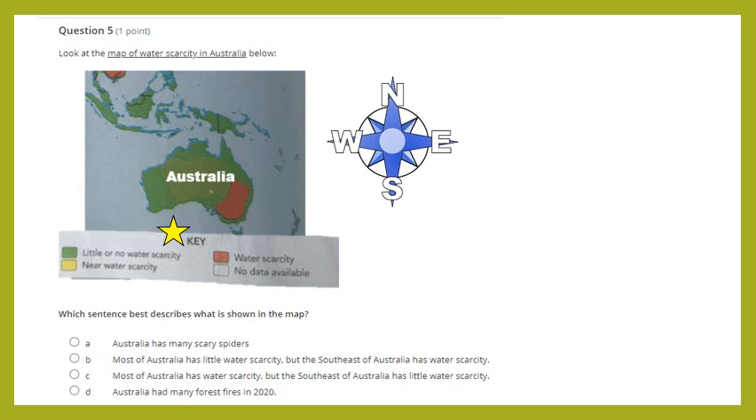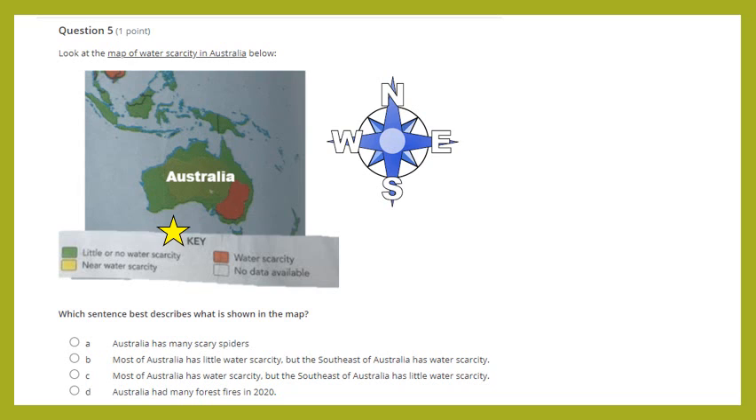All right, which sentence best describes what is shown in the map? So again, guys, we're basing it off the map. If we can't see it in the map, it can't be the answer. So A, Australia has many scary spiders. B, most of Australia has little water scarcity, but the southeast of Australia has water scarcity. So you're going to need to probably use a compass for this. C, most of Australia has water scarcity, but the southeast of Australia has little water scarcity. And D, Australia had many forest fires in 2020.